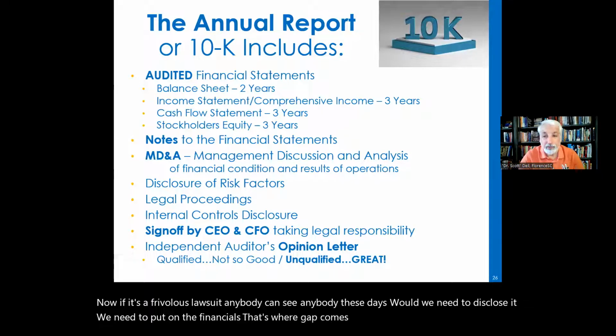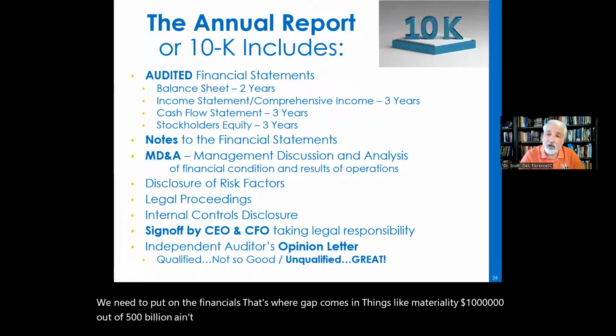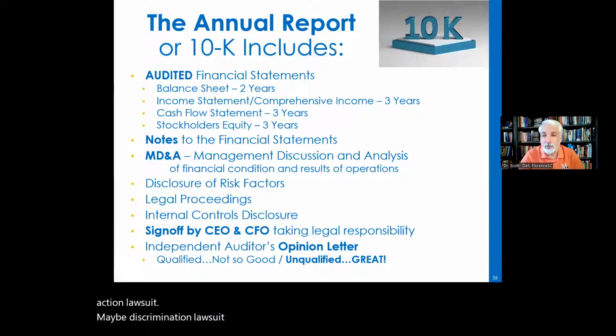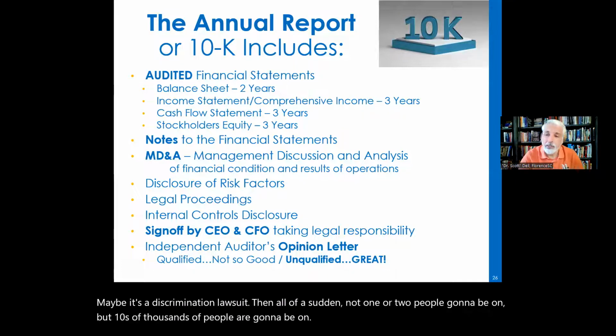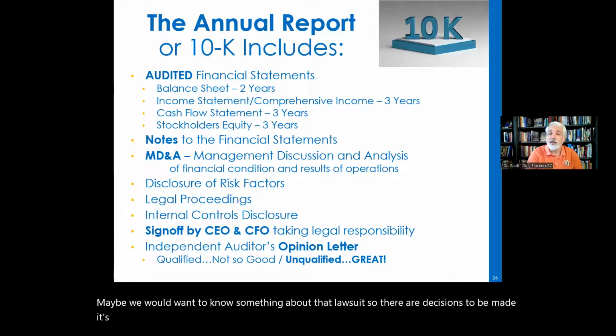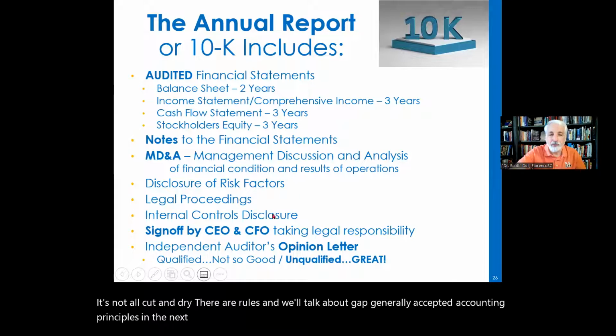Things like materiality. $1 million out of 500 billion ain't much, unless that $1 million is going to turn into a class action lawsuit. Maybe it's a discrimination lawsuit that all of a sudden not one or two people are going to be on, but tens of thousands of people. Oh, maybe we would want to know something about that lawsuit. So there are decisions to be made. It's not all cut and dried. There are rules, and we'll talk about GAAP, generally accepted accounting principles, in the next module of discussion.